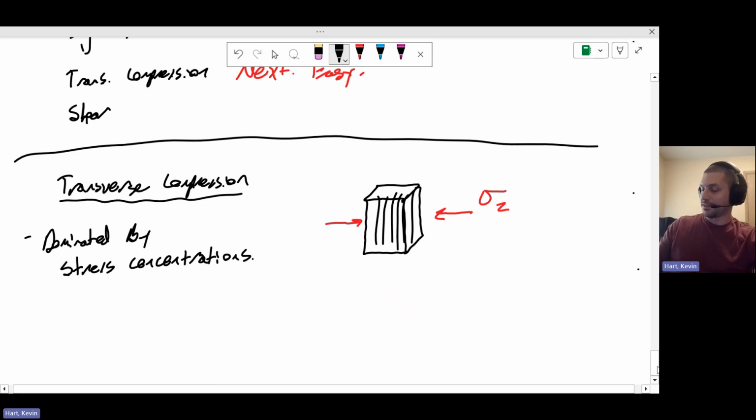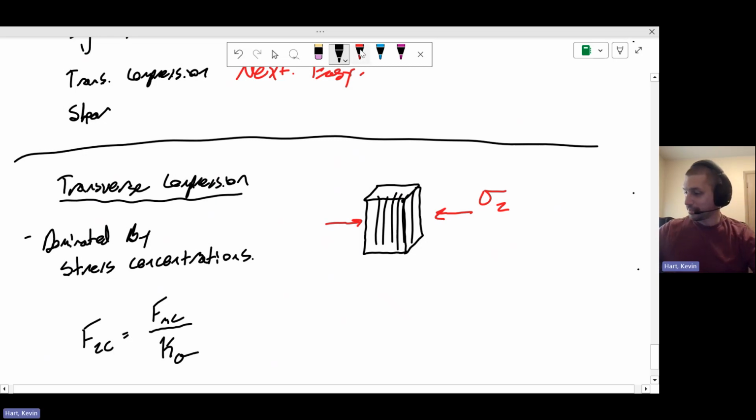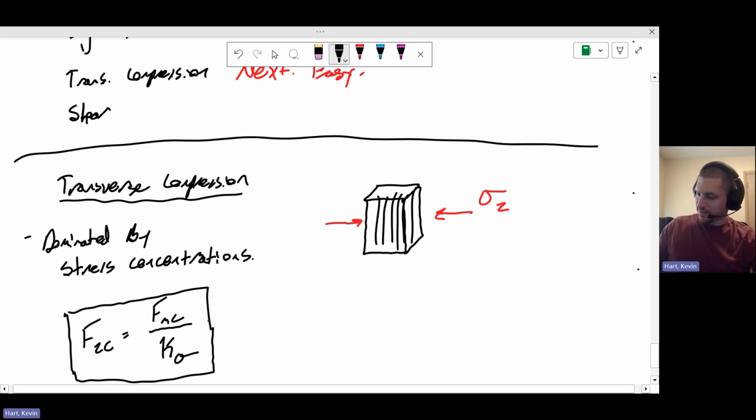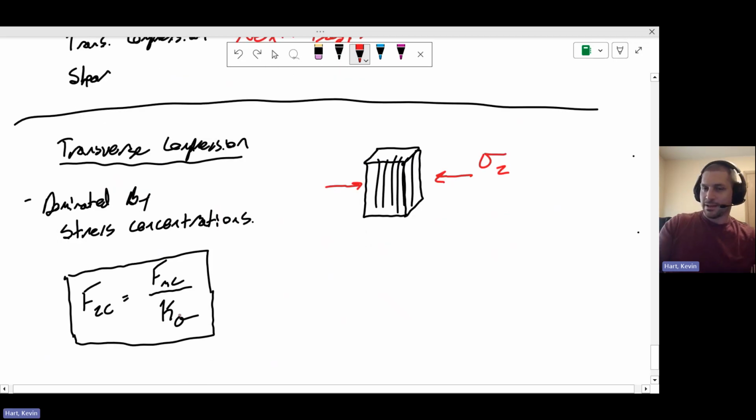I'm just going to write it because there's nothing else really to say. The failure strength in the 2 direction in compression is the failure strength of the matrix in compression divided by the stress concentration factor, K sigma. That's it. Done. It's very similar to transverse tension. The only difference is instead of using the failure strength of the matrix in tension, you're using the failure strength of the matrix in compression. That's it. There's a picture in the notes.